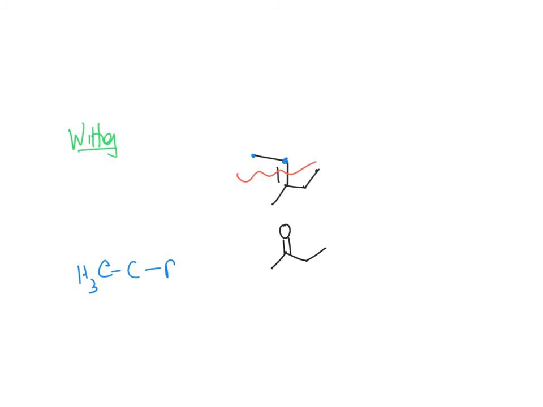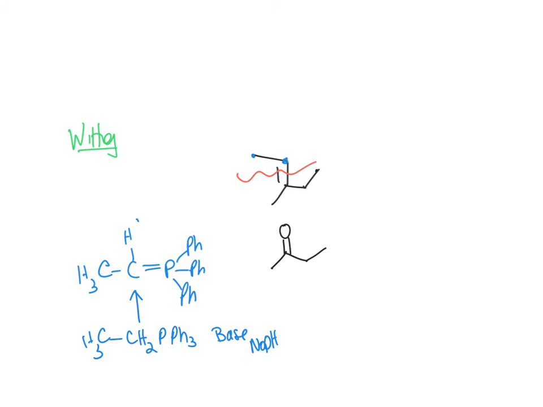So that would be CH3. This carbon's bonded to phosphorus. The phenyl groups here, and then this, you could do a double bond like this, or if you wanted to, you could do this, which is CH2=PPh3, but you'd also need base to generate this, like sodium hydroxide or something, to generate the ylide. Okay, or you could just, I'm happy with you just putting a double bond there.